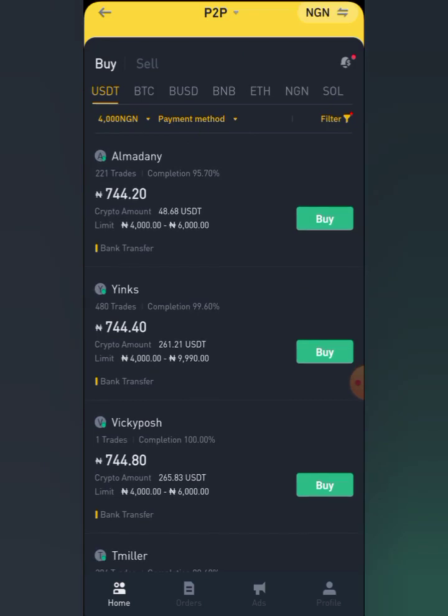So this is how you can spot and avoid being scammed on Binance P2P.